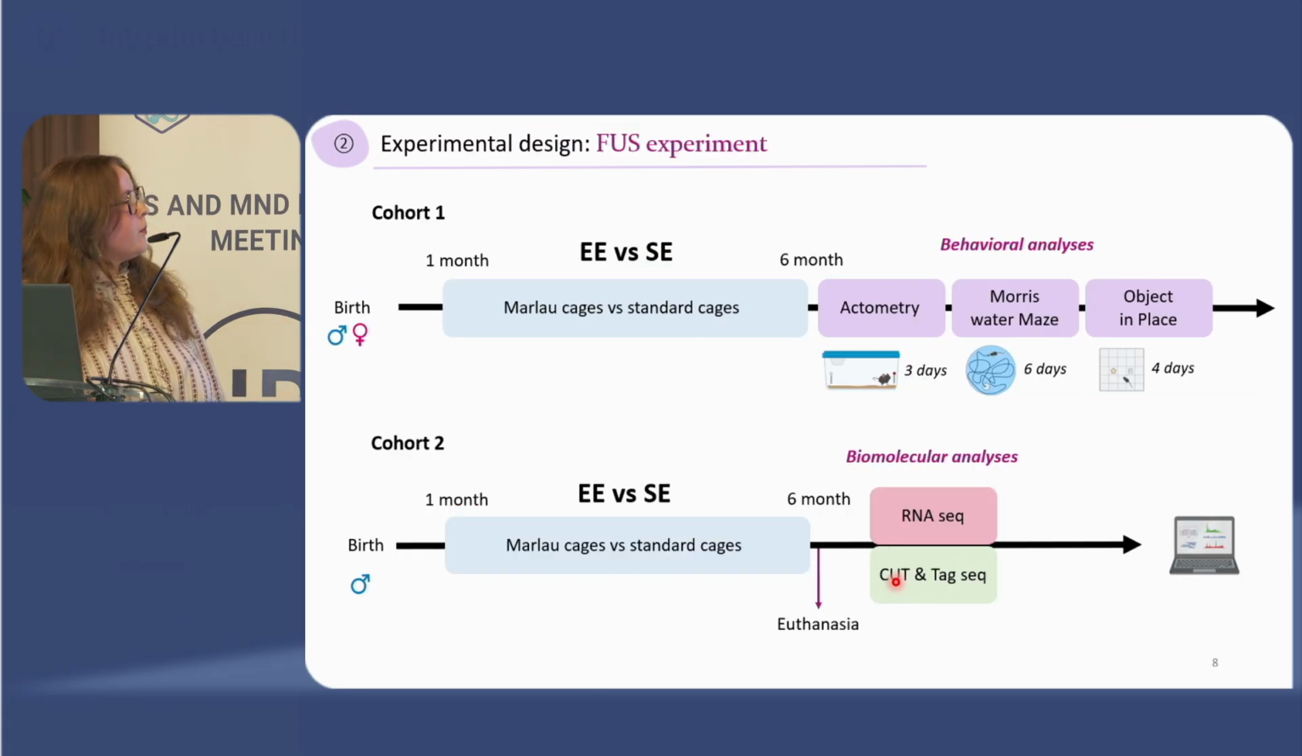How do we do that? We have 2 different cohorts, one for behavioral analysis and one for biomolecular analysis. After 5 months in Marlau cages, EE, or standard cages, SE, we put the mice into behavioral analysis, like actimetry, Morris water maze, and object in place. And for cohort 2, it's exactly the same, but they are euthanized to do RNA and CUT&Tag sequencing.